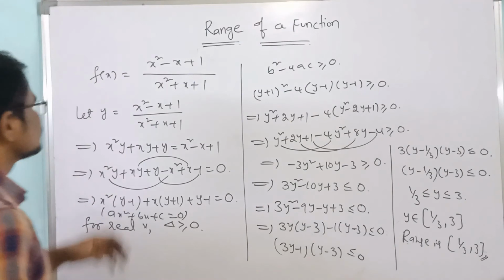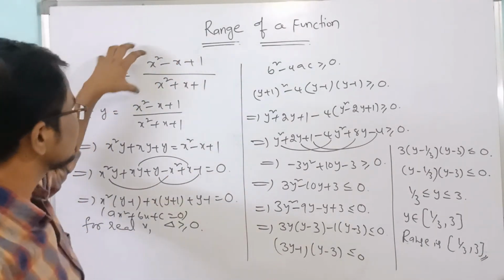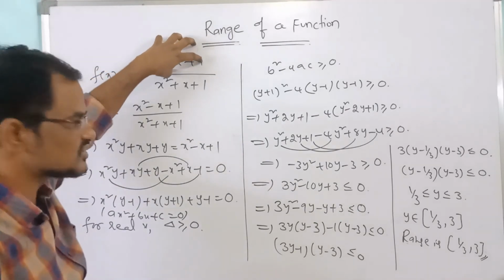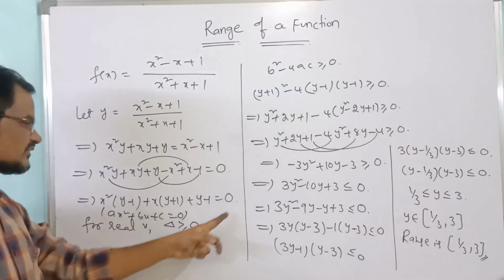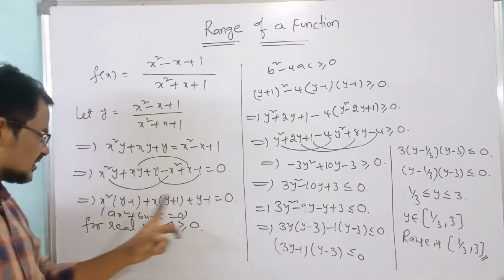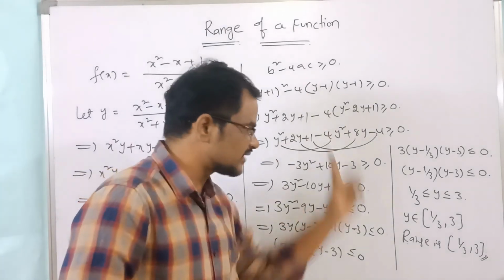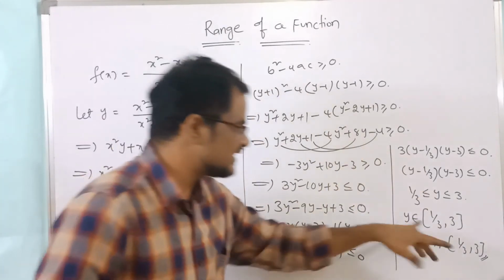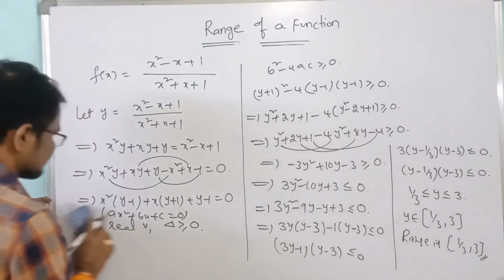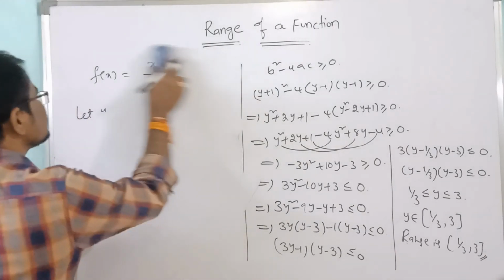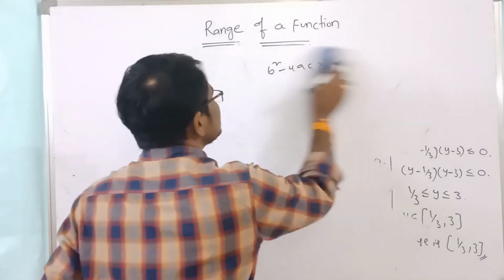Now, for this one, the given expression, that is the given function, is in the form of a quadratic expression. We take y equal to it, and it becomes a quadratic equation. So for real x, the discriminant is greater than or equal to 0, and from this you have to find the y values. Y is nothing but the range of the given function.